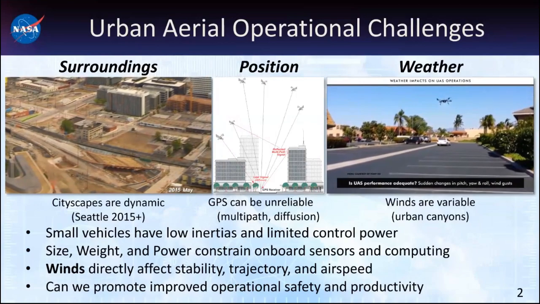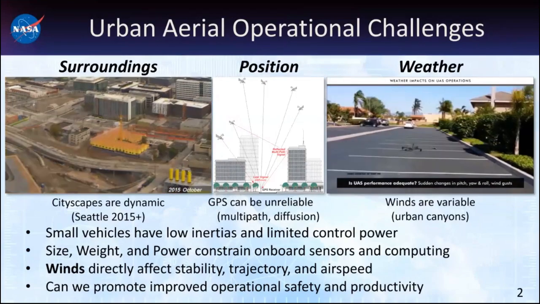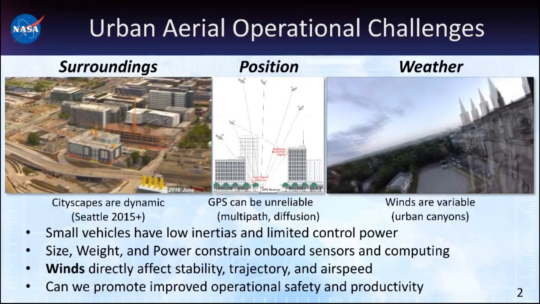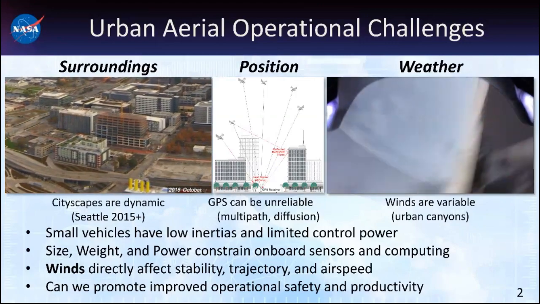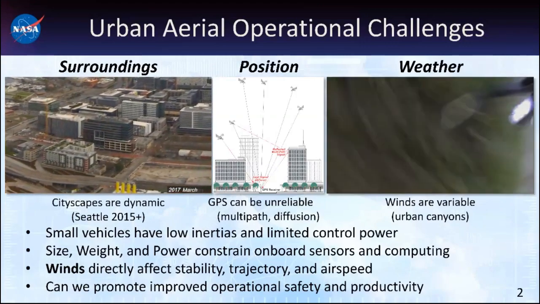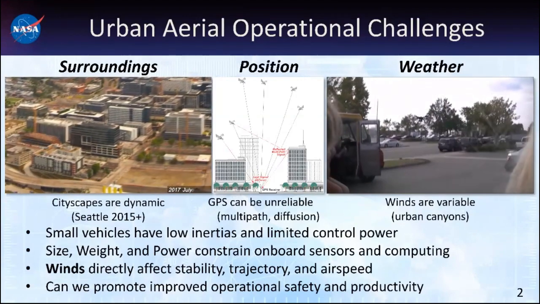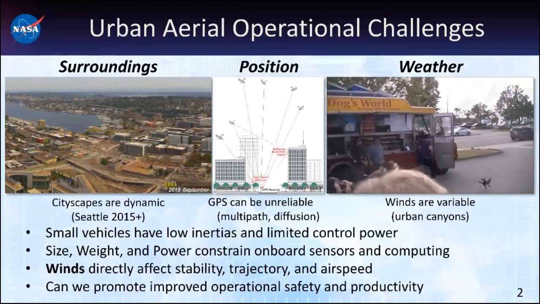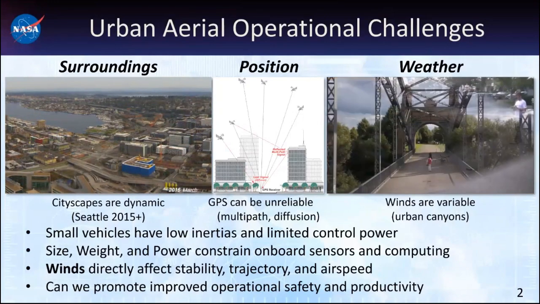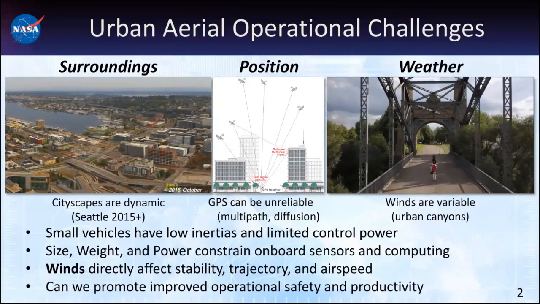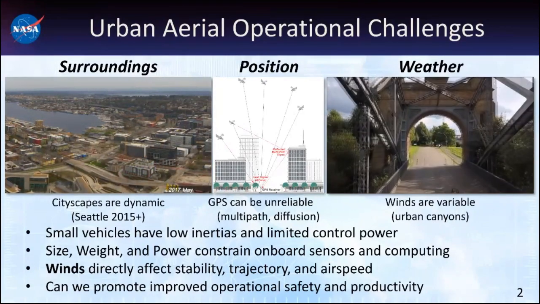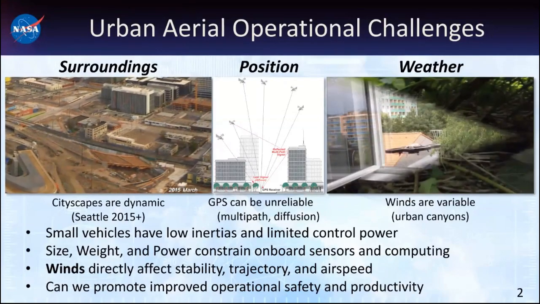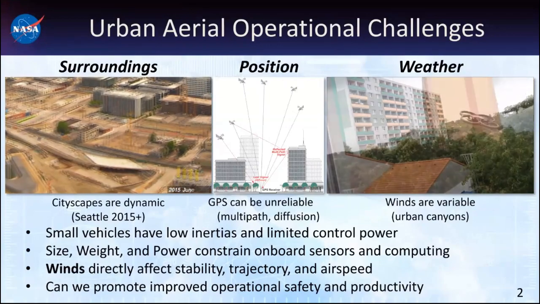Now, the smaller the vehicle is, the less inertia it has, and sometimes there are limits on control power. Size, weight, and power can somewhat constrain what we can do on board with our sensors and our computing. But the winds are terrifically important for safe operations. They affect stability, trajectory, airspeed, etc. And so this research is targeted at looking at how we can improve operational safety and productivity for low altitude urban operations.